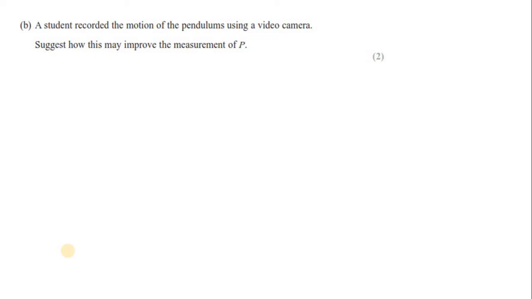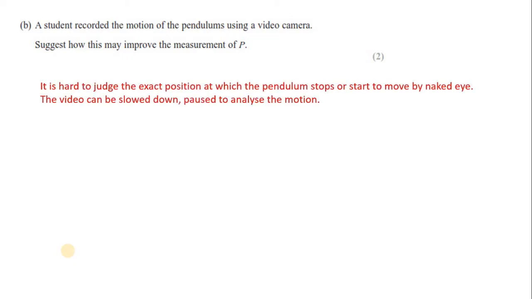So the most common scenario is that we are not sure about the exact position where the pendulum stops or from where it starts moving. From the naked eye, it's almost impossible to judge the exact position. But from a video camera, we can slow down, we can pause, and we can find the exact position from where the motion starts. So that's how you can write the advantage of using a video camera.